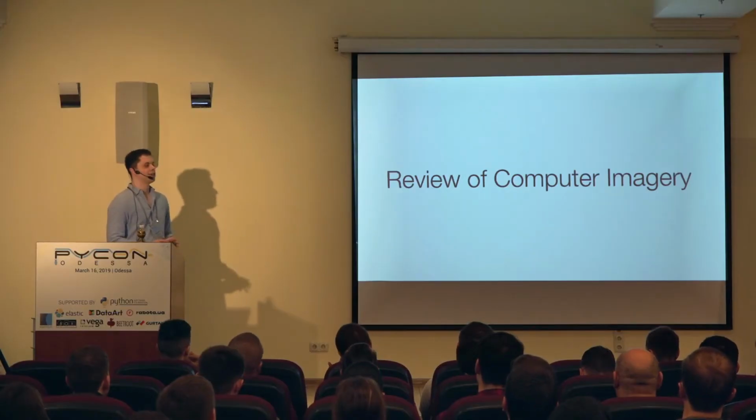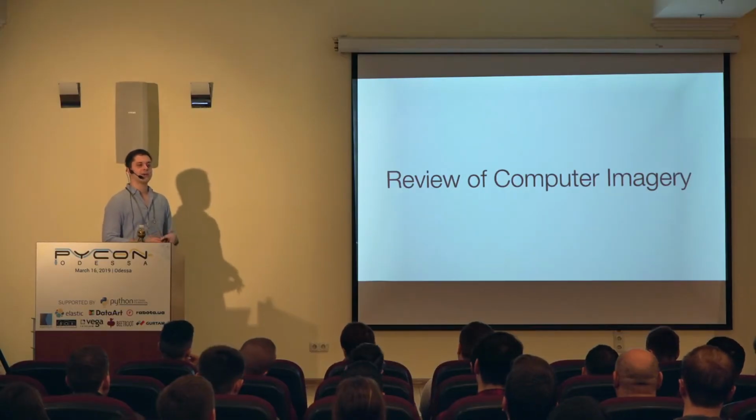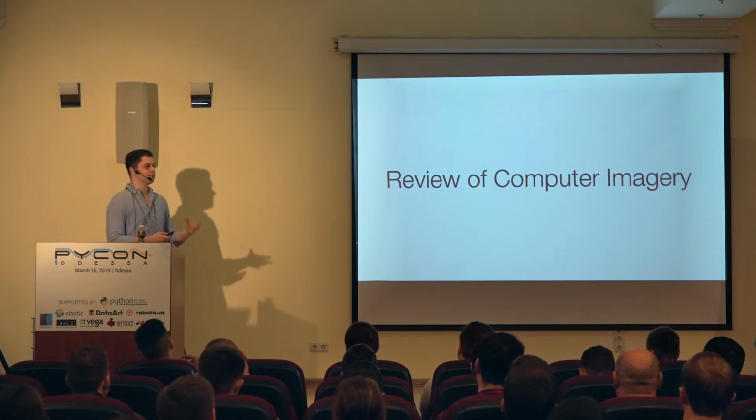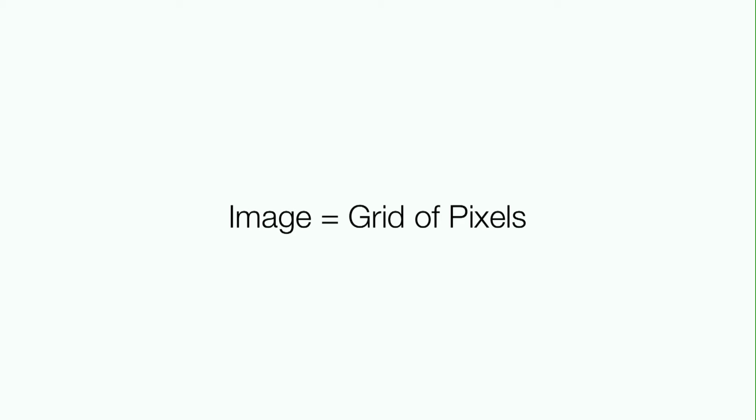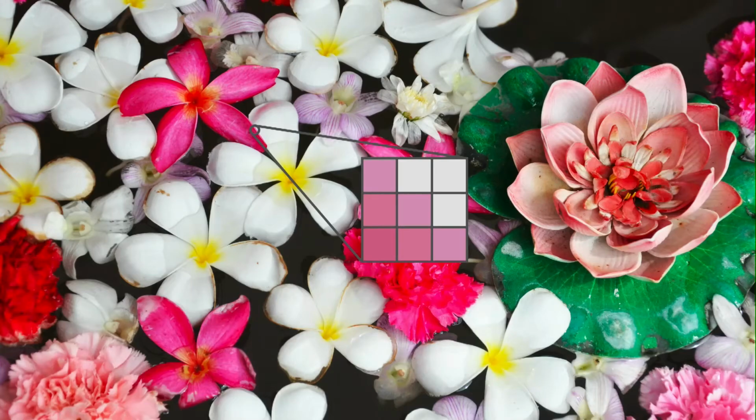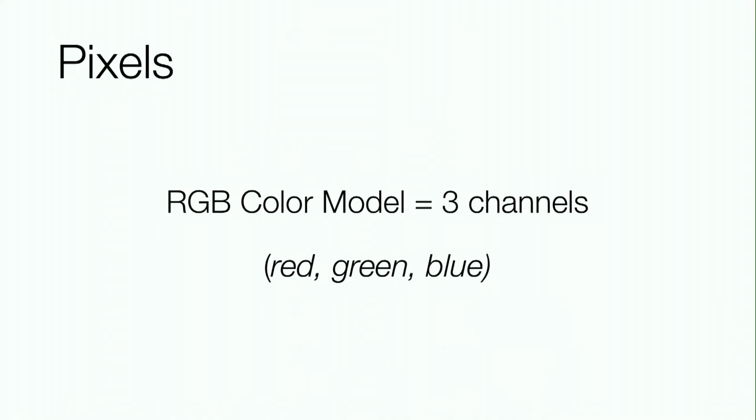And then next I want to talk a little bit about computer imagery and how it all affects computer vision and face processing. So the general idea we have is that an image is a grid of pixels. So if you have a picture like this, you have very tiny pixels, and each pixel, in general, corresponds to a color that's based off 3 channels.